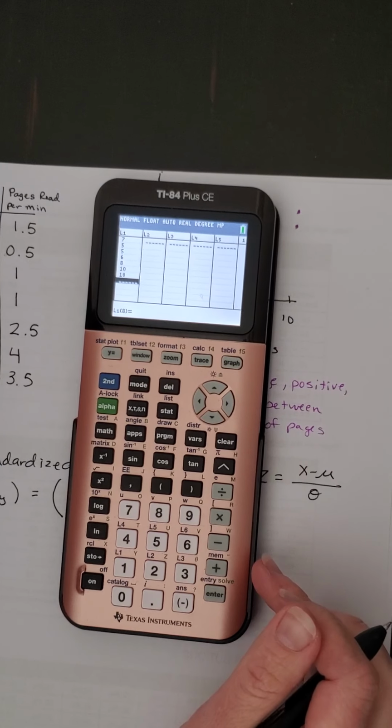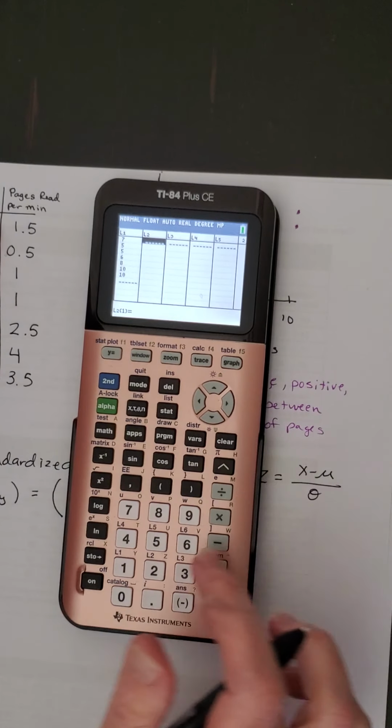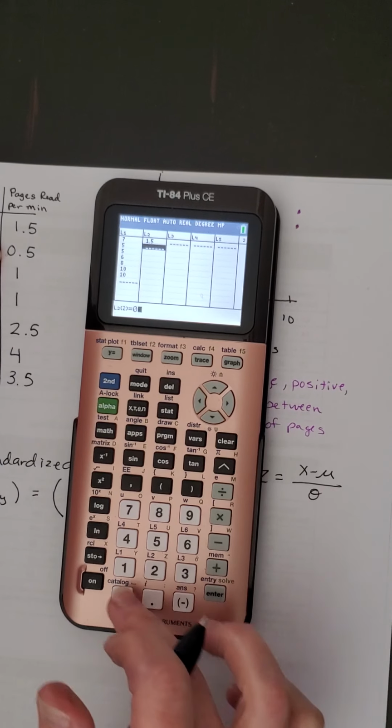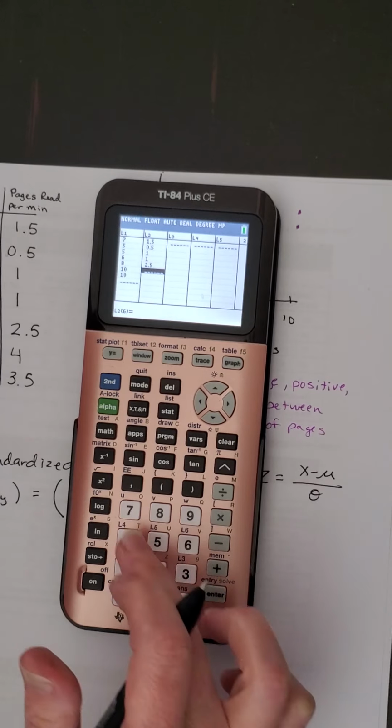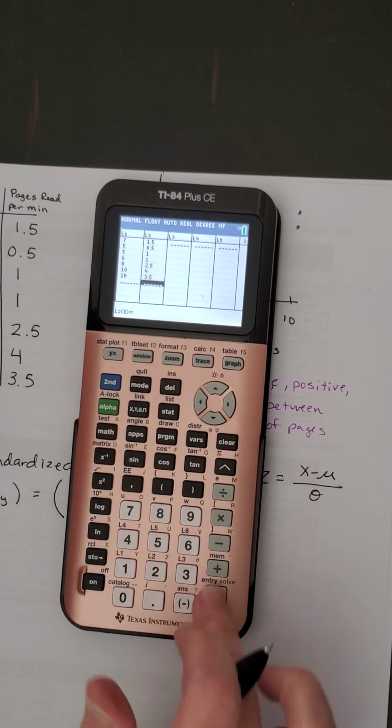Make sure you enter them correctly. If you don't, you're going to get the wrong values. And then 1.5, 0.5, 1, 1, 2.5, 4, and 3.5.